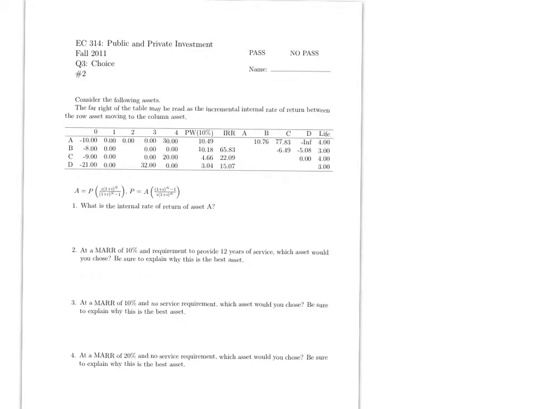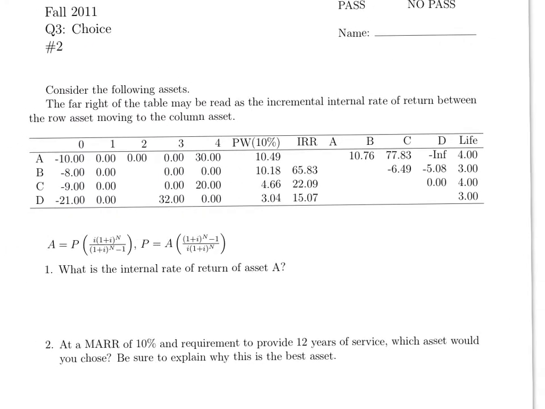Hi, just want to give you an explanation of Essential Question 3, version 2 in the fall of 2011. This is one of the choice-based questions. So let's take a look again at what kind of assets we have available to us.